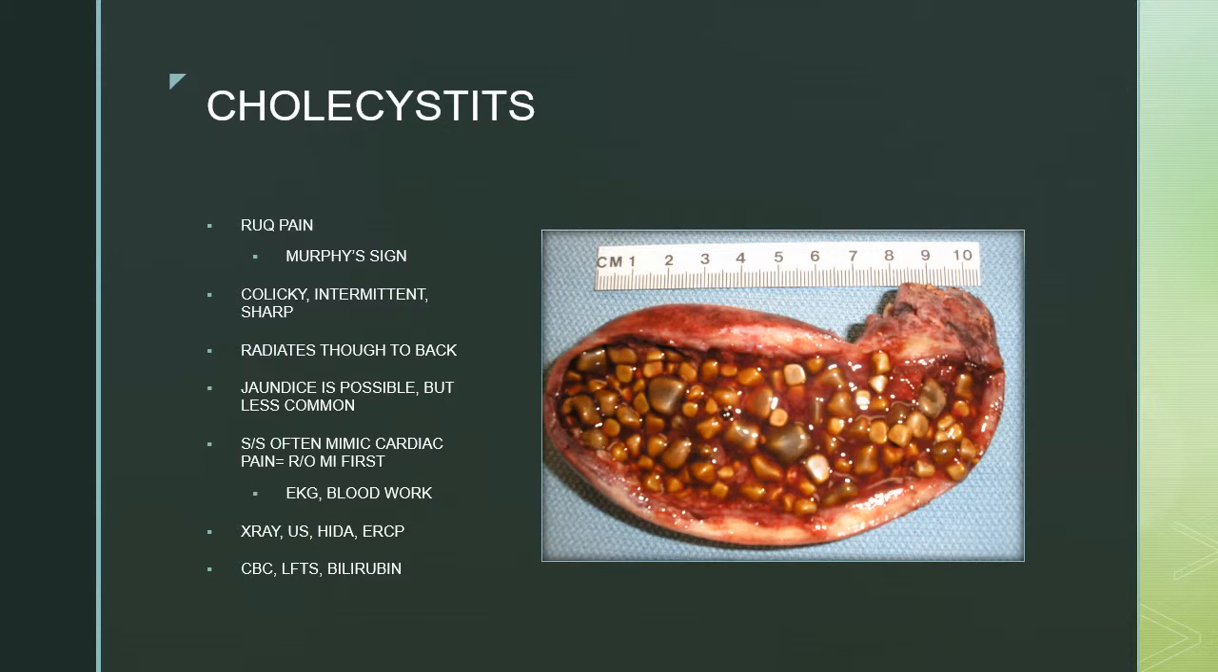This is a picture of cholelithiasis causing cholecystitis. So an inflammation of the gallbladder from stones. This causes right upper quadrant pain where the gallbladder is located. And on exam, the patient will have what's referred to as a positive Murphy's sign.